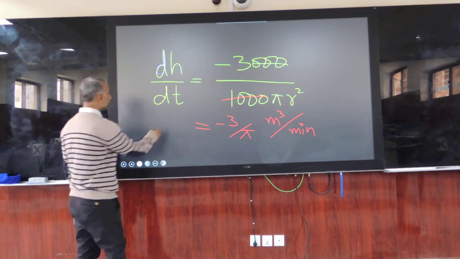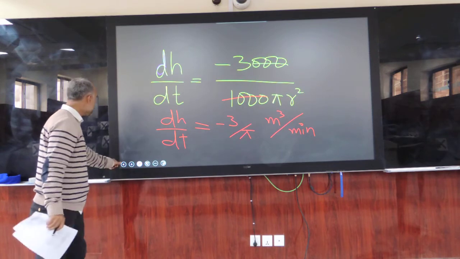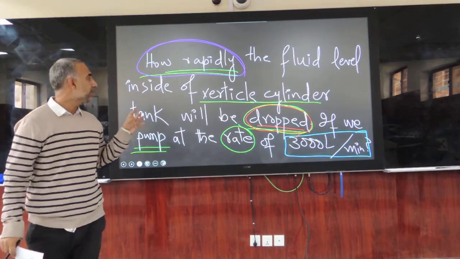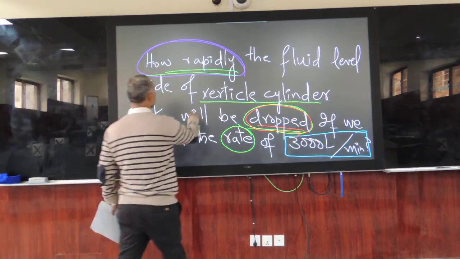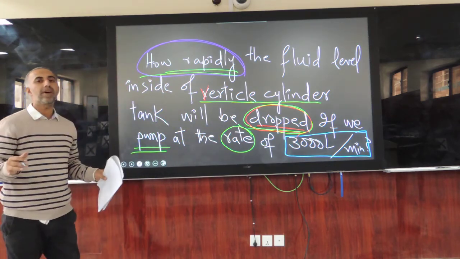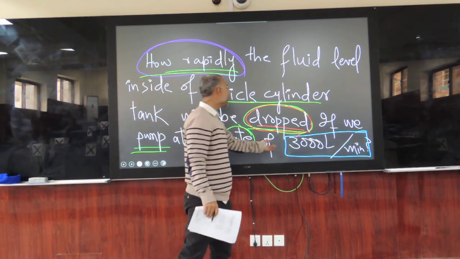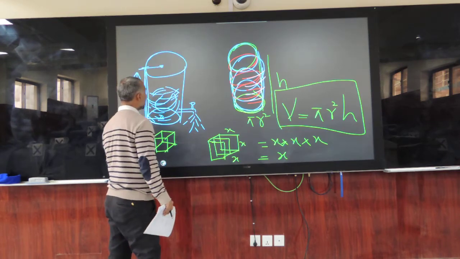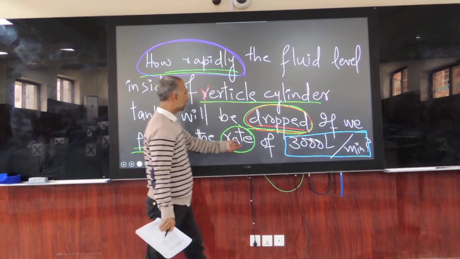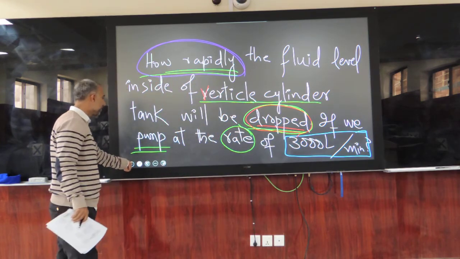Hopefully you understood. Go again to the statement: how rapidly the fluid level inside a vertical cylinder tank will drop if we open the tap, and fluid is leaving at 3000 liters per minute. It's kind of a big tank, and for a clinic purpose you may open it for certain reasons.